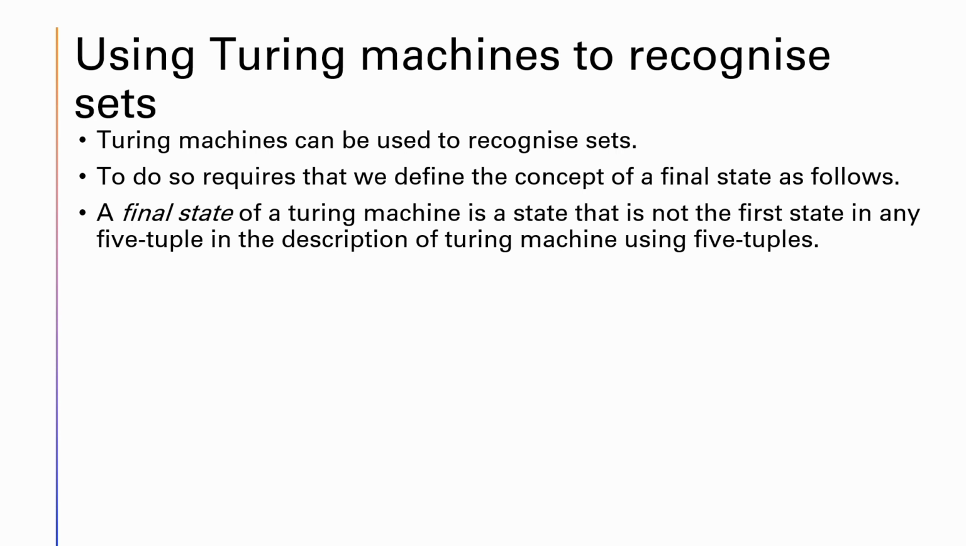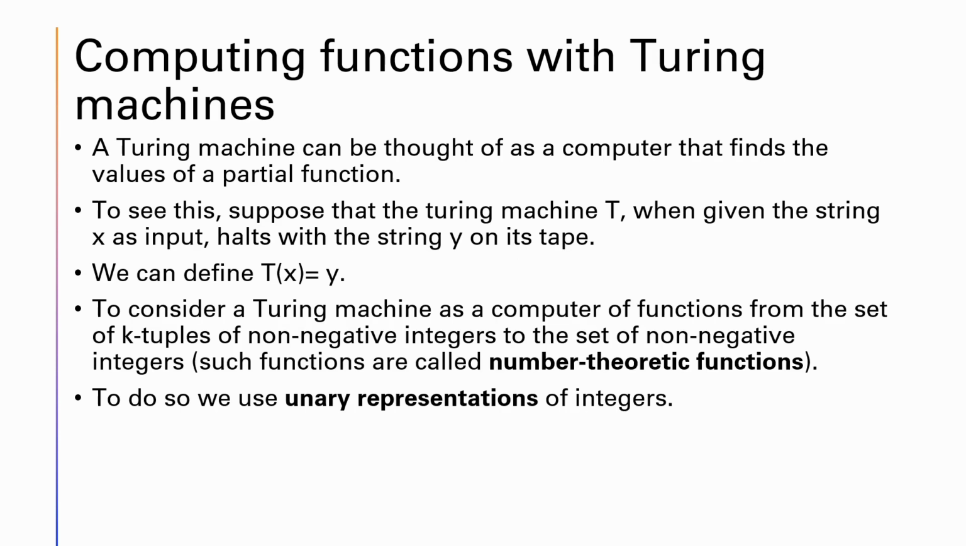Use of Turing machines to recognize sets. A final state of a Turing machine is a state that is not the first state in any of the five-tuples in the description of the Turing machine using five-tuples.